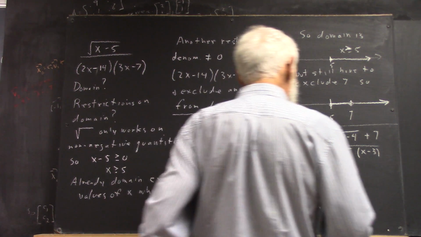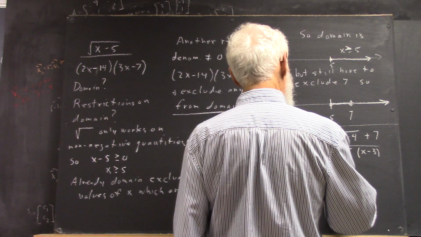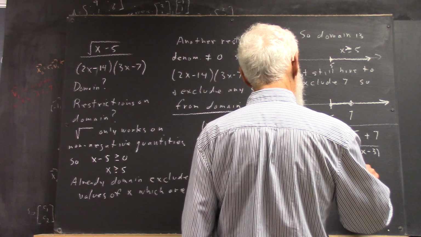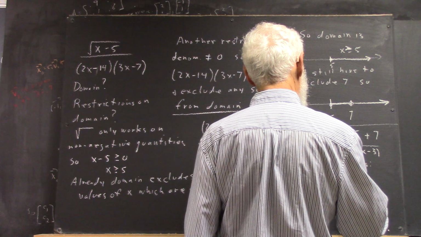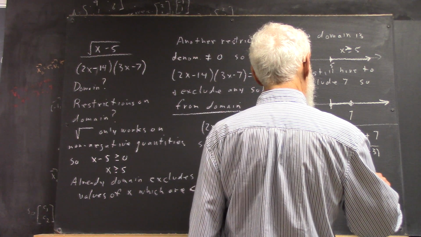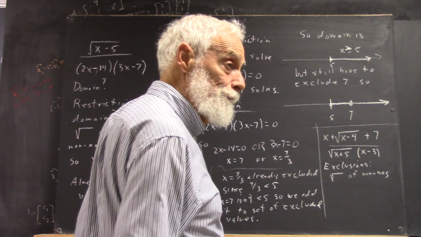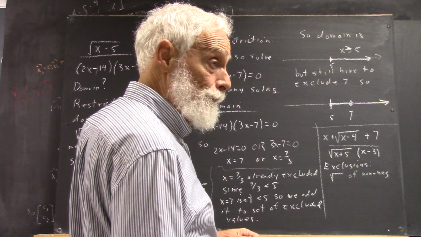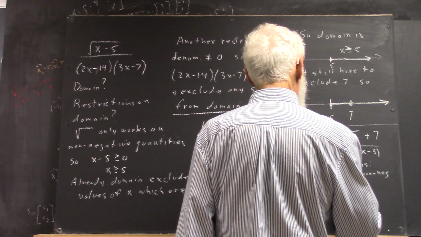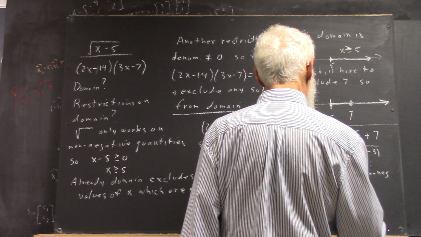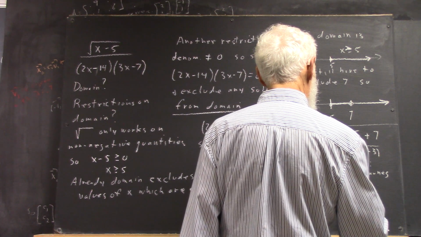So, exclusions. Square root of non-negative numbers has to be excluded, right? Whatever that expression is, that means we better write out x minus 4 has to be greater than or equal to 0, and x plus 5 has to be greater than or equal to 0.